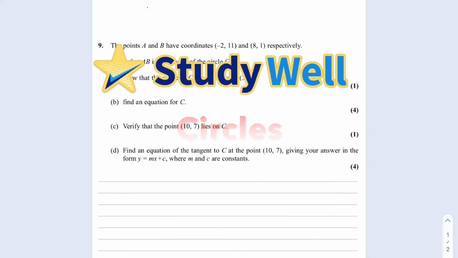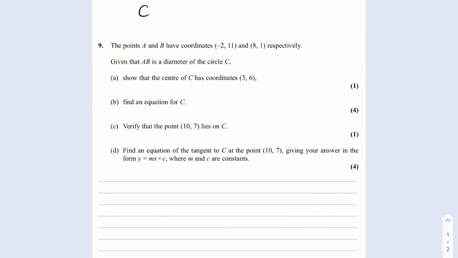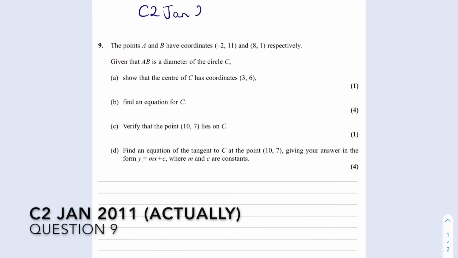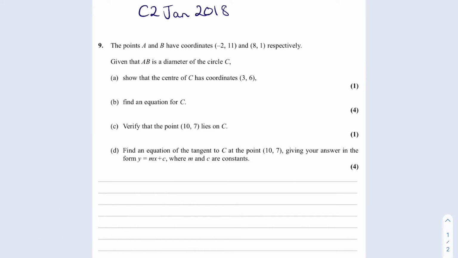Okay, so this question is on circle geometry and it's taken from the January 2018 C2 paper. You will be examined on coordinate geometry in the linear delivery of the specification, so it's perfectly acceptable to use the modular papers to practice that. There are 4 parts to this question. You can see that there are 2 1-markers and 2 4-markers, so you can expect the amount of work that you do throughout this question to vary.